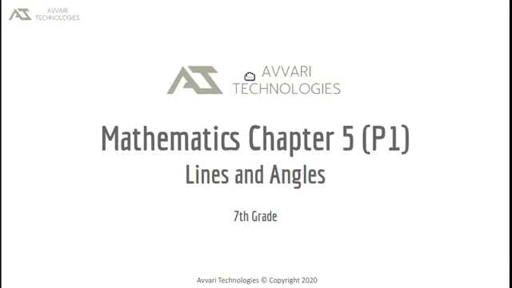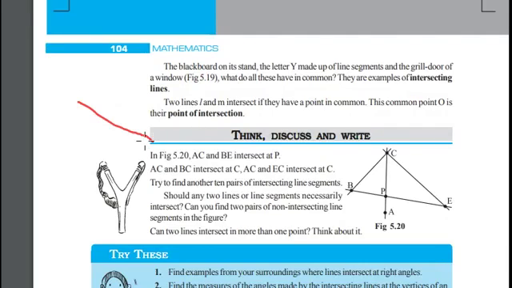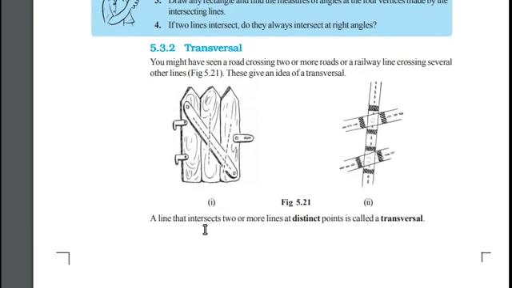This is a continuation of the previous lecture, pair of lines, intersecting lines. Two lines L and M intersect if they have a common point. This common point is generally denoted with O and is called the point of intersection, because two or more lines are intersecting at one point. Transversal: a line that intersects two or more lines at distinct points is called a transversal.